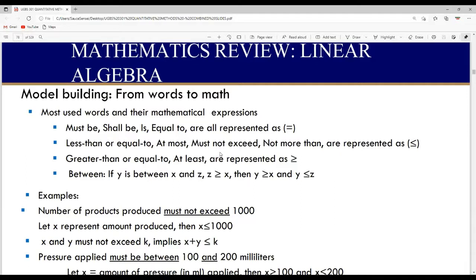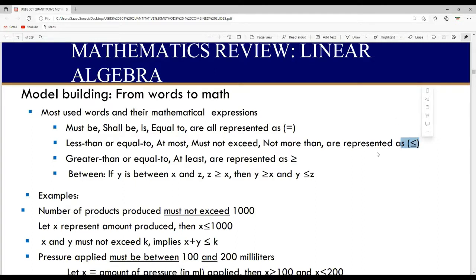Must not exceed, not more than, are represented as what? Less than or equal to. So you must take note of this because you must keep this at your fingertips. Do you get it? We are going to use these frequently. Greater than or equal to, as the name depicts. You know how to draw it. At least, I've taught you that at least is represented as what? Greater than or equal to sign.